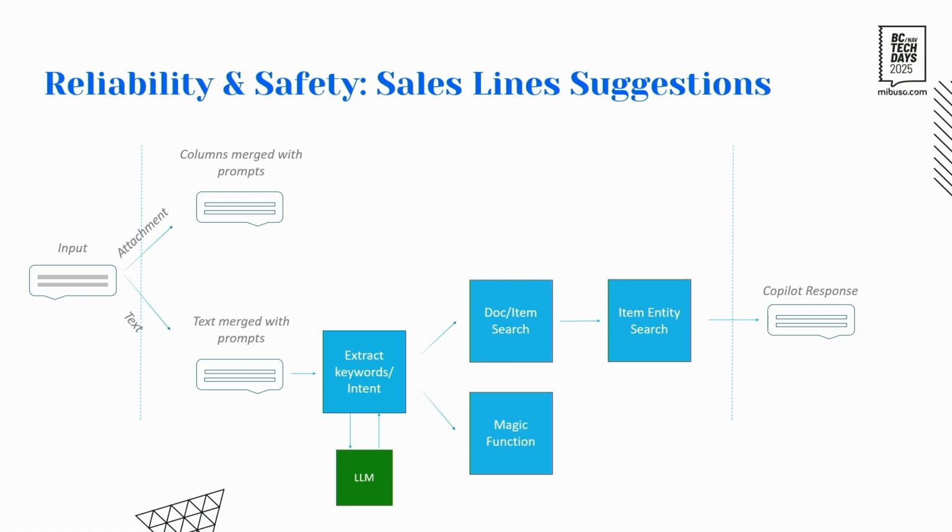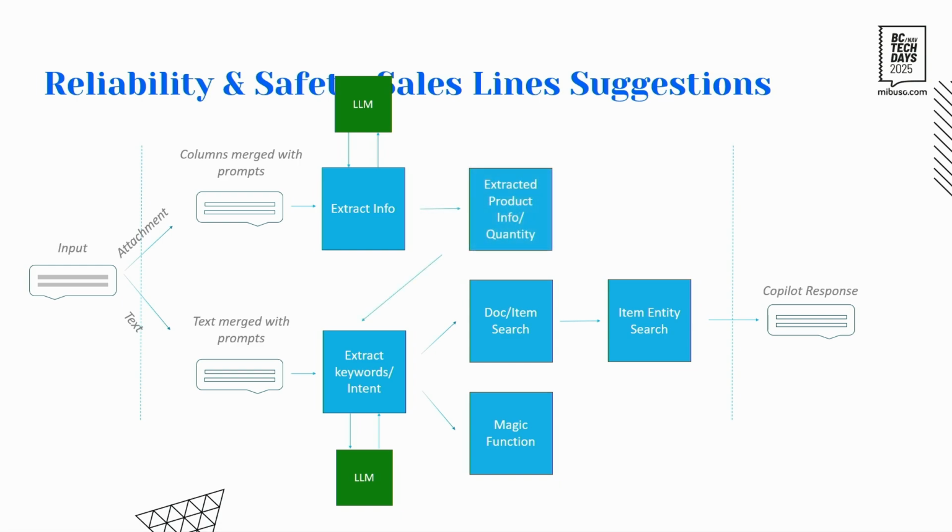Now, another way you can use the sales line suggestions, if you have played with it, is through attachments. So through a CSV, we would extract out all the columns, and using those columns, we'll then ask the LLM, hey, which are the columns with the data that is relevant for this Copilot? And from there, it extracts the product information and forwards it to the same bottom section that we can see, where it extracts the actual intent that it wants to run before giving you an actual answer.